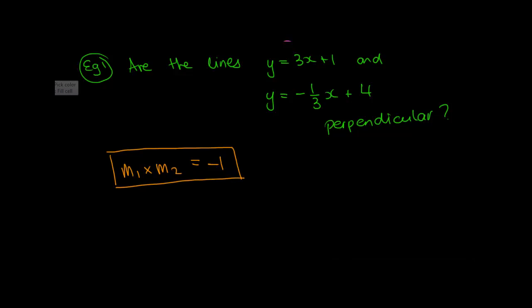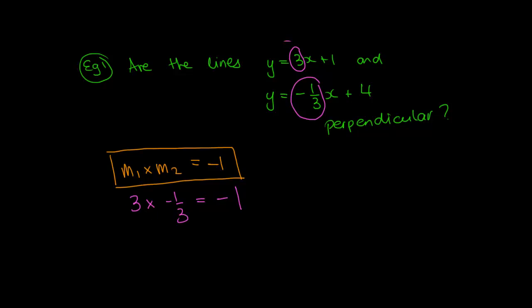So let's have a quick look at this. The first gradient is 3. The second gradient is negative 1/3. Now if we do that in our calculator, you should come up with the answer of negative 1. However, you should be able to do that without a calculator, because 3 times negative 1 is negative 3, and 3 over 3 makes negative 1.